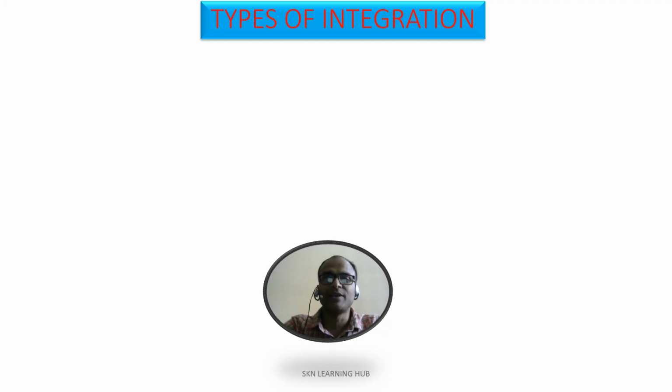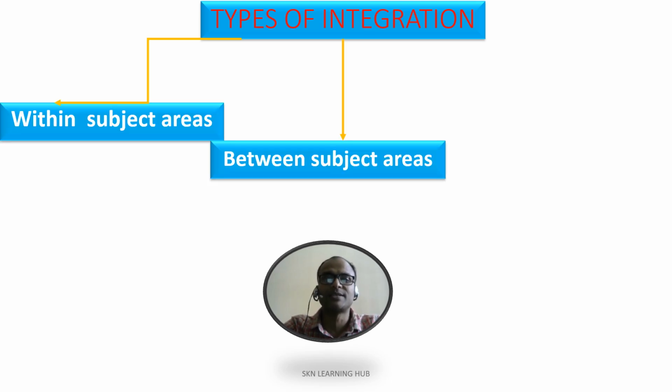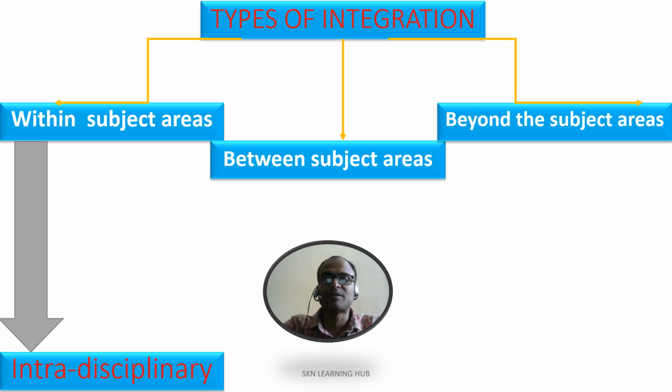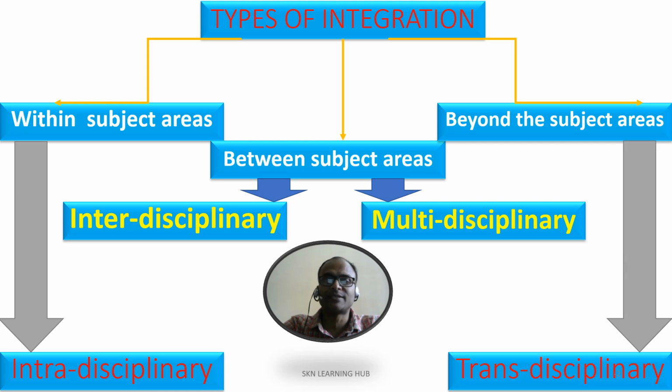Friends, in the last video we discussed types of integration. As we discussed, we can integrate our lessons in three different ways: within the subject areas, between subject areas and beyond the subject areas. When we integrate within subject areas, it is called intradisciplinary integration. If we are integrating between the subject areas, then it can be done in two ways: interdisciplinary integration and multidisciplinary integration. When we integrate our lesson beyond the subject areas, it is called transdisciplinary integration.